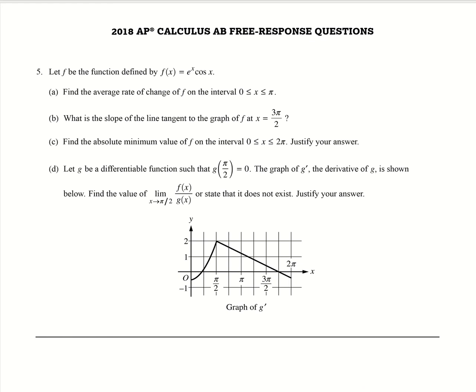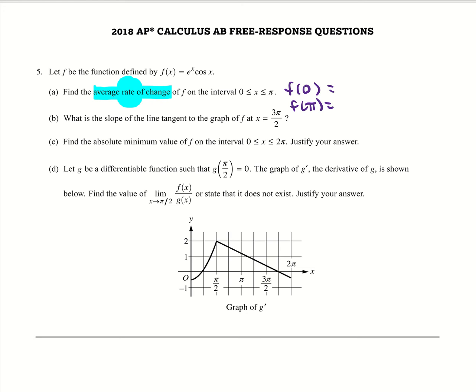All right, we want to look at the function f, and it's defined by the expression e to the x times the cosine of x. First, we want to find the average rate of change. There's a difference between average value and average rate of change. Rate of change is slope. We want to find the slope. So we need to calculate f of 0 and f of pi, and then we will use slope between those.